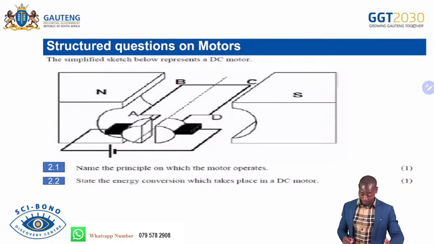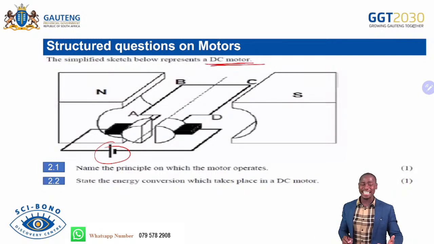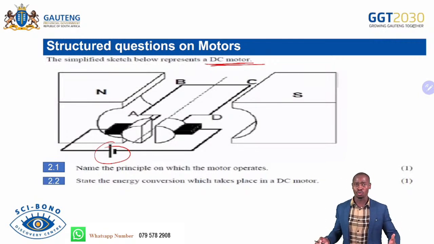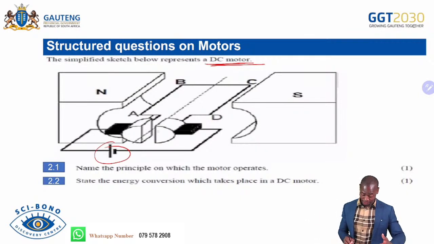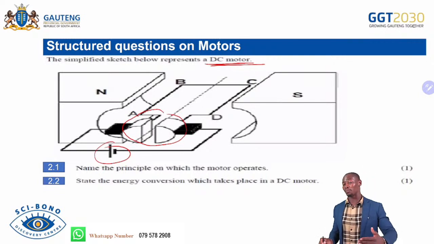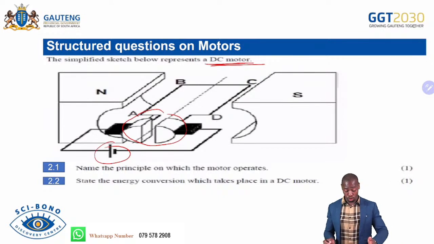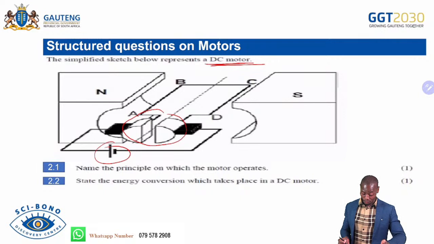So learners, this is the motor, right? There's a source of power there you can see. What type of a motor is this one? It will be a DC. Why DC? What makes this motor a DC motor? The split ring commutator. You can see there's a split ring commutator there. So a source of power plus a split ring commutator makes the motor a DC motor.